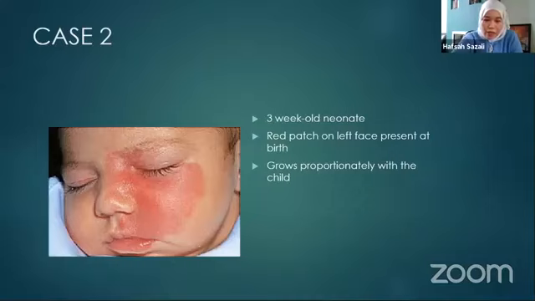a few weeks after that, and then it plateaus, and then it goes through the involution phase. Whereas the port wine stain goes proportionately with the child. And in infantile hemangioma, you can get ulcerations as well. That's another distinguishing feature, which you don't really see in port wine stain.